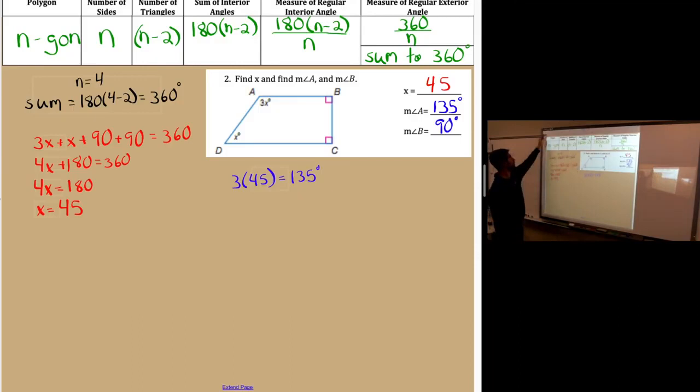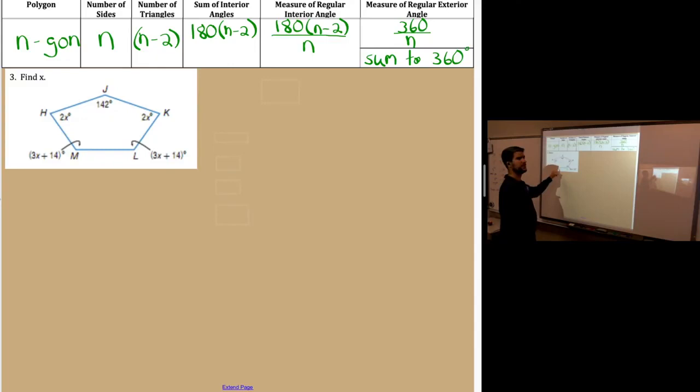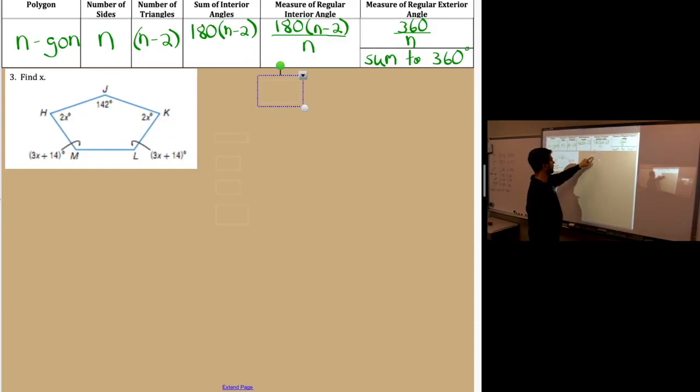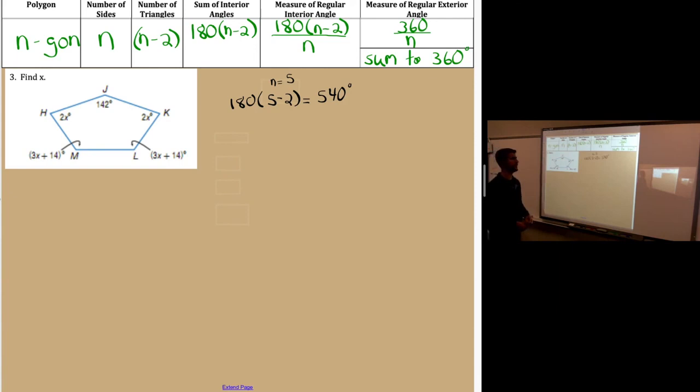Moving on to number 3, we also see that we are again dealing with interior angles. All the angles and all the variables are on the inside of this polygon. So we're going to be using the sum of the interior angles equation again. But this time, how many sides are there? There's 1, 2, 3, 4, 5 sides. So we're going to be using n equals 5 to give us 180 times 5 minus 2 is equal to 540. So the sum of the interior angles, all of these, is equal to 540.